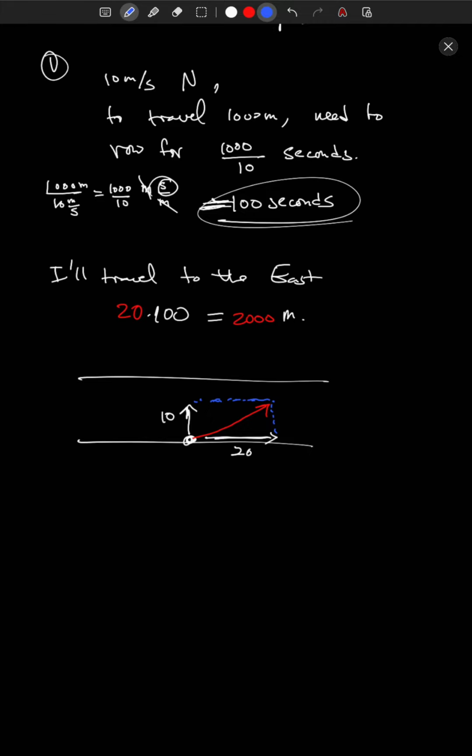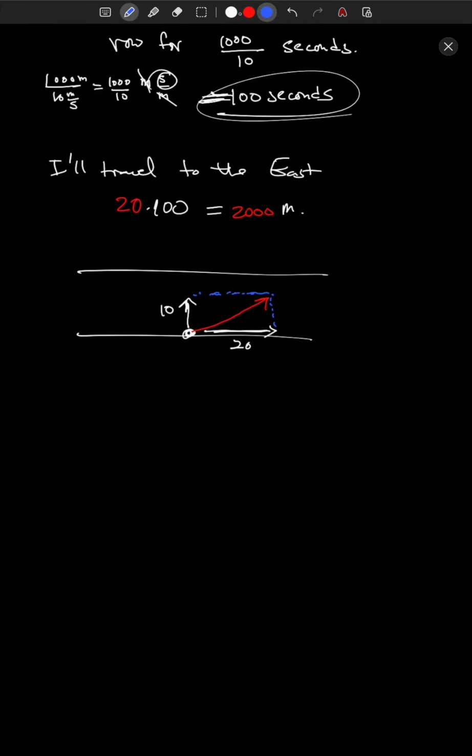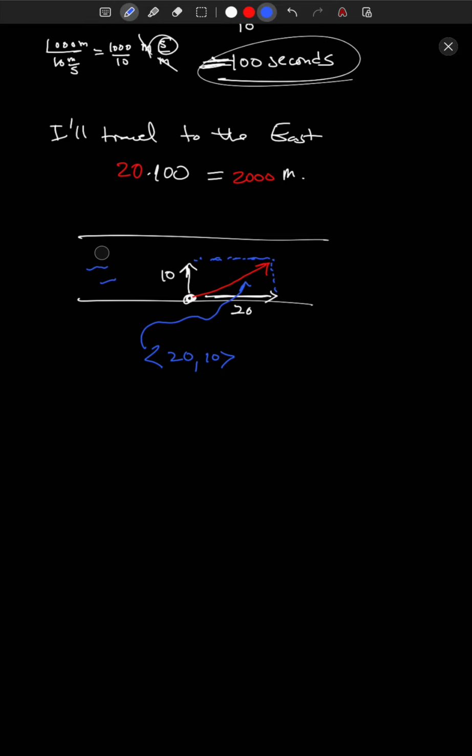Okay. And so if we write this in terms of our vector notation, that would be 20 comma 10, right? That would be this vector right there. Okay. So if that's my velocity vector, where am I going to be at any point in time, right? So if this is the origin right there, at any point in time, I'm going to be at the position. So at time t, I'm at position 20t comma 10t.